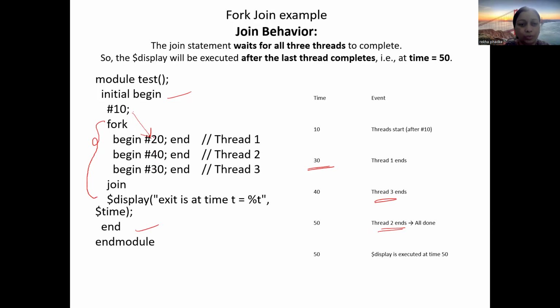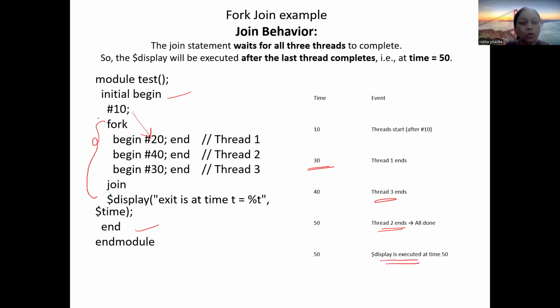So this is how the process happens. Then the statement outside the fork join, which is $display, gets executed. So what was the last statement which got executed? 40 plus 10, 50, right? So at 50, even $display gets executed. So $display is executed at time 50.